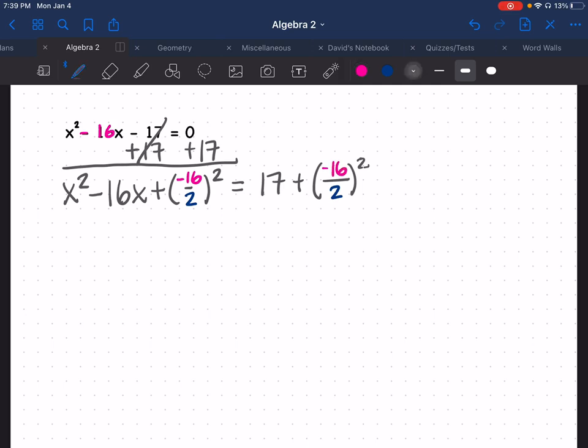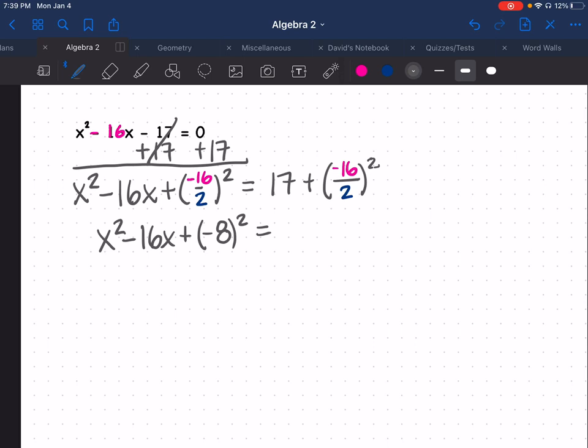And now I'm going to go ahead and actually divide. So x squared minus 16x plus negative 16 divided by 2 is negative 8, squared. And negative 8 times negative 8 is positive 64. When I factor on this side, remember I get x and the number. I just kind of pull out my parentheses to make it a little bit bigger. And 17 plus 64.